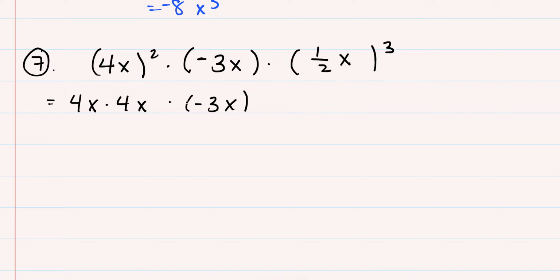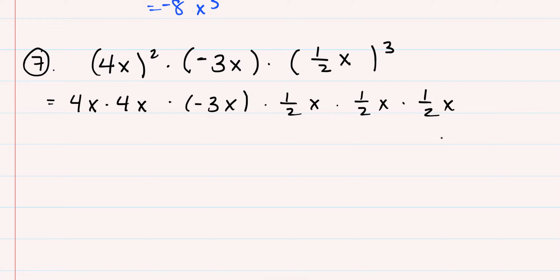And I put parentheses around this negative 3x because I don't want to confuse it with subtraction. This is not 4x subtract 3x. We're multiplying it by a negative 3x. And then times 1/2 x times 1/2 x and times 1/2 x. And you can keep the parentheses if you want to. You don't have to though.